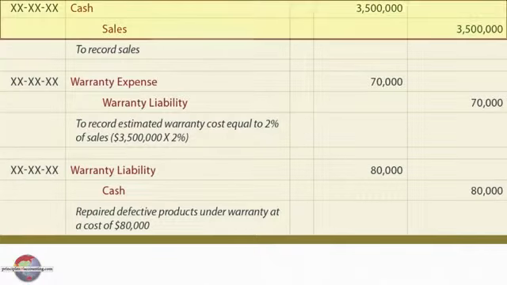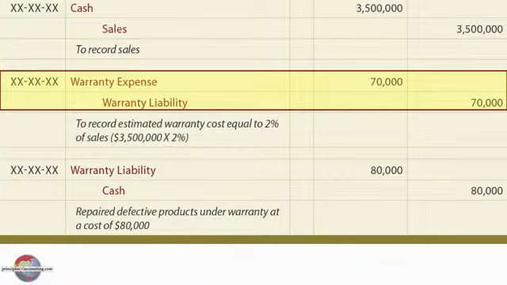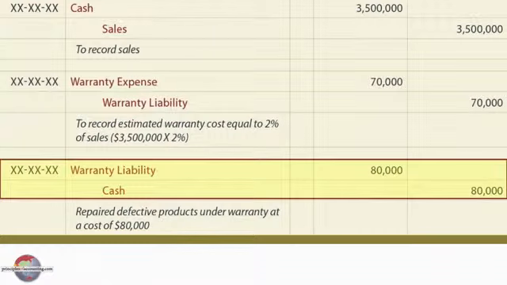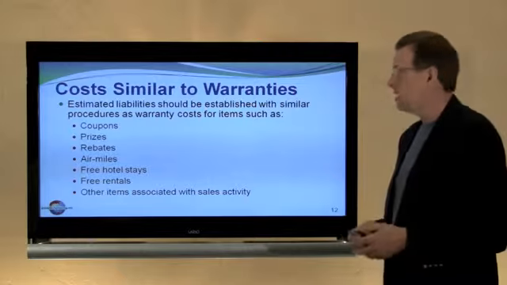Here's the journal entries. There's the sales, debit cash, credit sales, $3,500,000. Simultaneous with recording the sales, we'll debit warranty expense and credit warranty liability. That's 2% of sales. And as the work is done throughout the period, we'll credit cash and debit the warranty liability amount.